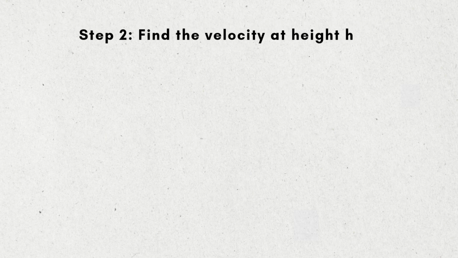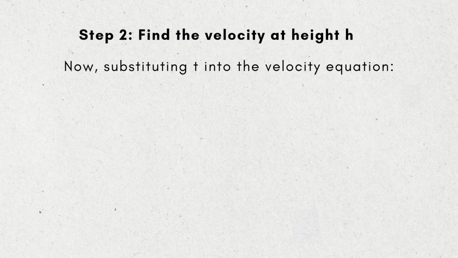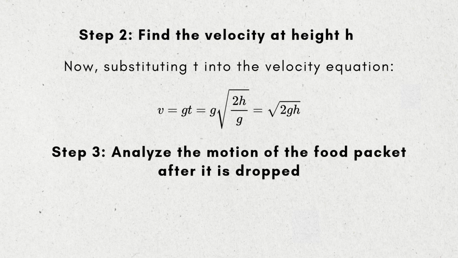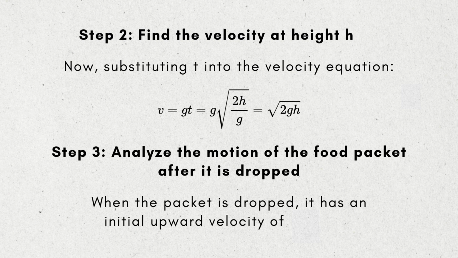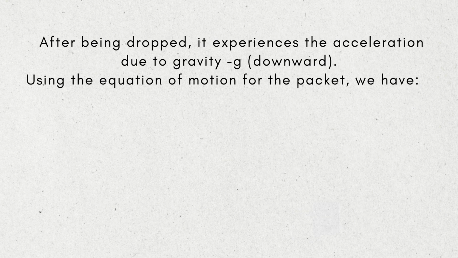Step 2. Find the velocity at height h. Substituting t into the velocity equation, v = gt, therefore v = square root of 2gh. Step 3. Analyze the motion of the food packet after it is dropped. When the packet is dropped, it has an initial upward velocity of v = square root of 2gh. After being dropped, it experiences the acceleration due to gravity, minus g, downward.